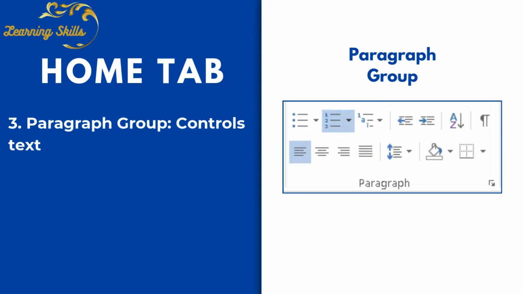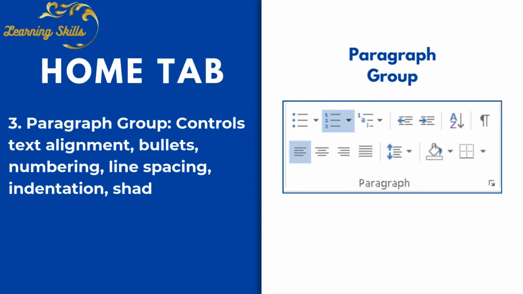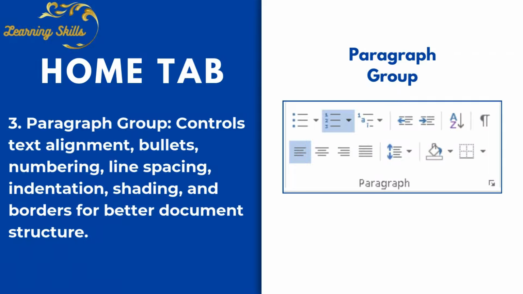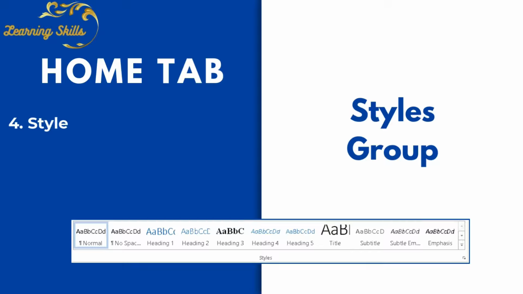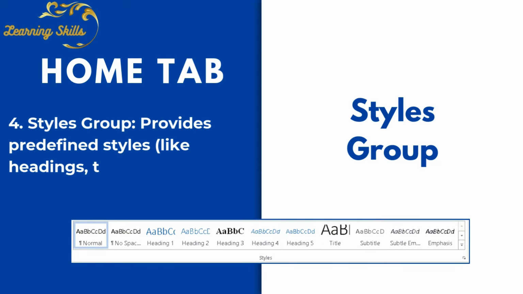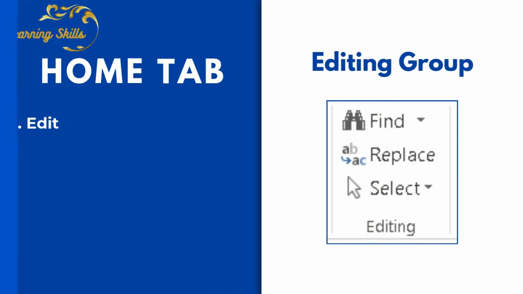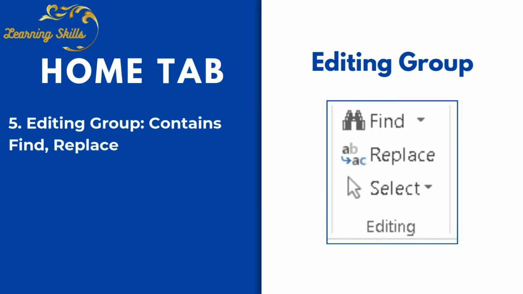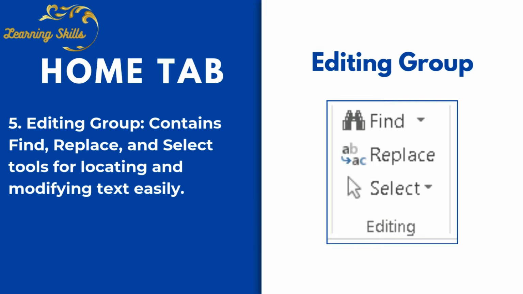3. Paragraph Group controls text alignment, bullets, numbering, line spacing, indentation, shading, and borders for better document structure. 4. Styles Group provides predefined styles, such as headings and titles, to ensure consistency. 5. Editing Group contains find, replace, and select tools for locating and modifying text easily.